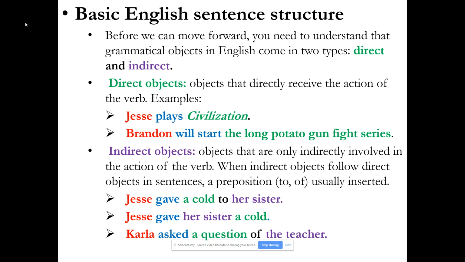Second one, right? Carla asked a question of the teacher. And it's a similar sentence. Carla asked the teacher a question. So a question is what's being asked, the direct object. The teacher is the person being asked. The teacher is indirectly involved in the asking of the question, but less involved than Carla is, because Carla is actually asking, and the question is being asked by Carla. Now, again, you can switch the order and drop the preposition. So we could say, Carla asked the teacher a question.